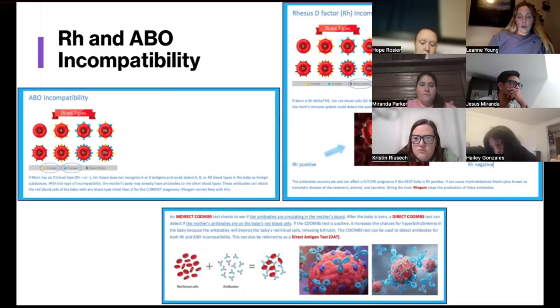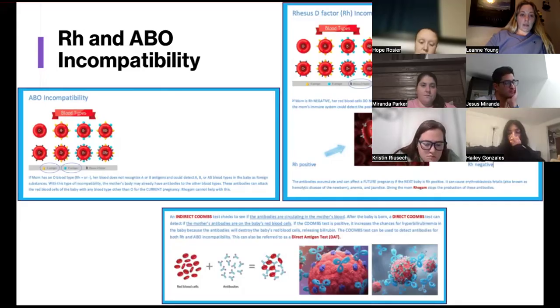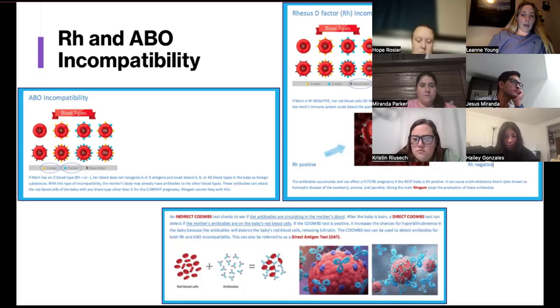I think the thing that you guys should focus on too, or really know, is when and when not to give RhoGAM, or when RhoGAM will be helpful versus when it's not going to help in a current pregnancy, right? And just knowing that RhoGAM is what we're going to be giving a mom who does have the ABO incompatibility or the Rh incompatibility.